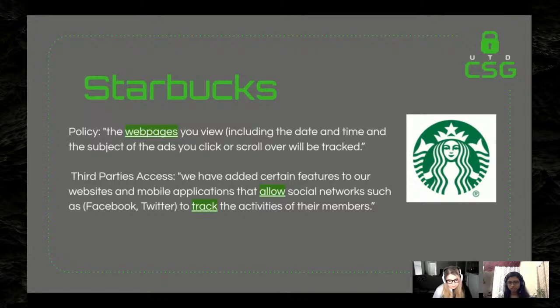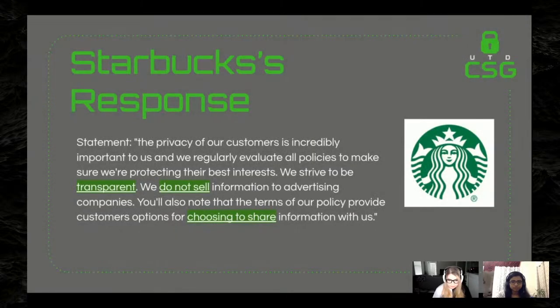So, upon investigation of this statement in the privacy policy, Starbucks responded saying that the privacy of our customers is incredibly important to us, and we regularly evaluate all policies to make sure we're protecting their best interests. Starbucks also stated similarly, saying that they strive for transparency and they do not sell information to advertising companies. And they also said that their policy provides customers options for choosing to share information with them.